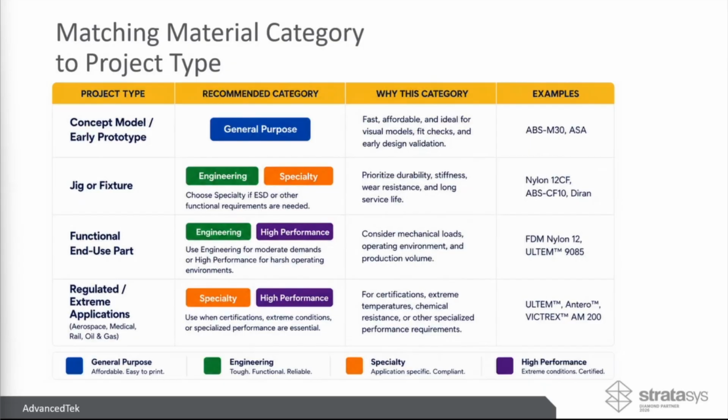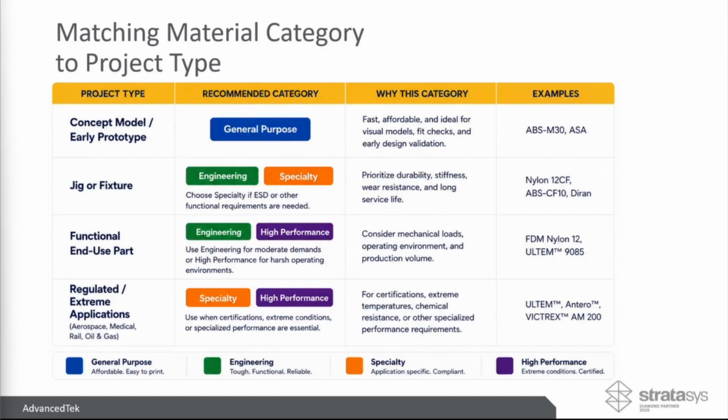For jigs and fixtures, engineering or specialty materials are probably what you're going to go with, especially if you're dealing with electronics or ESD rating is critical. Prioritize durability, stiffness, wear resistance, and long service life. Some examples are like your Nylon 12CF, your ABS-CF10, or your Diran.